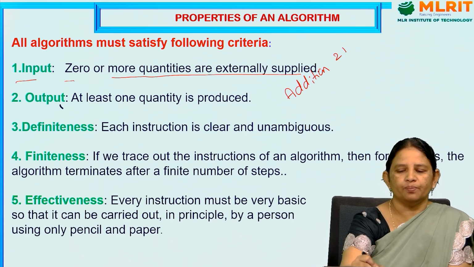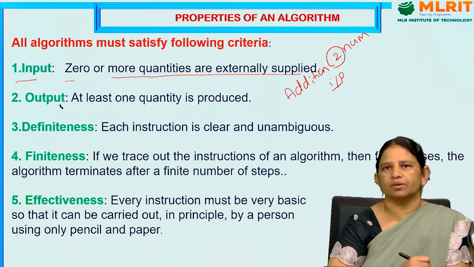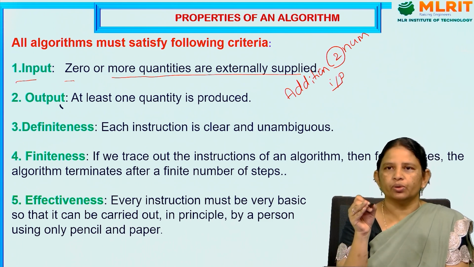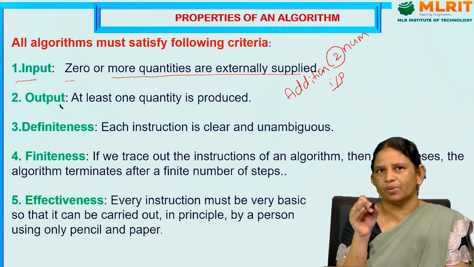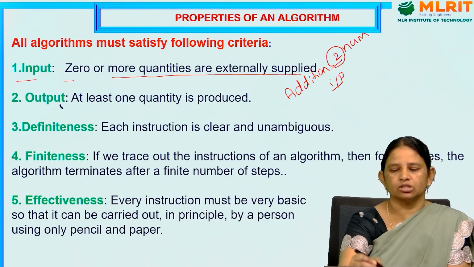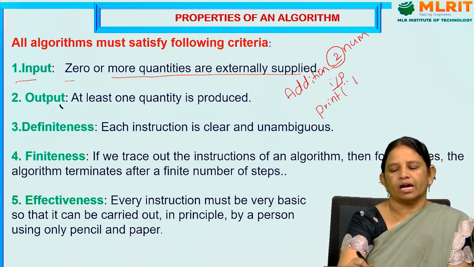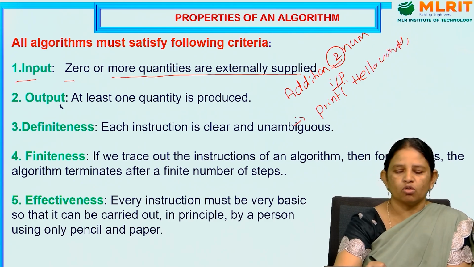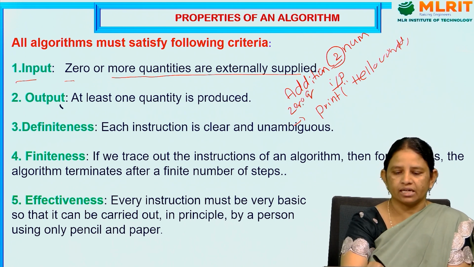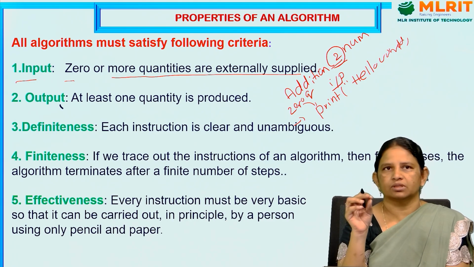For solving a problem, we give the input, and the input should be accepted by the algorithm. That may be 1 quantity, 0 quantity, or more quantities. In addition, the 2 numbers are the quantities. For example, to print hello world 10 times, what input do you supply? Nothing, that is 0 quantity of input. But for addition of 2 numbers, the quantity is 2. So an algorithm should take an input. That is the first property.